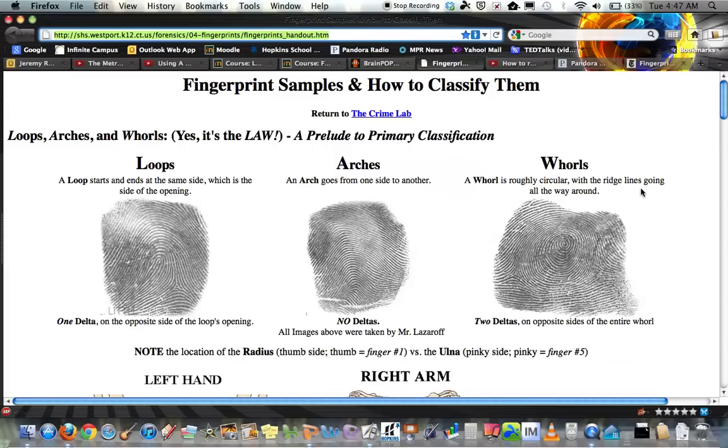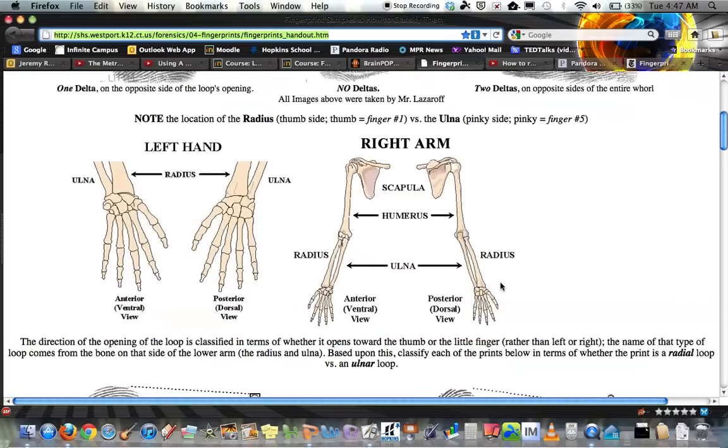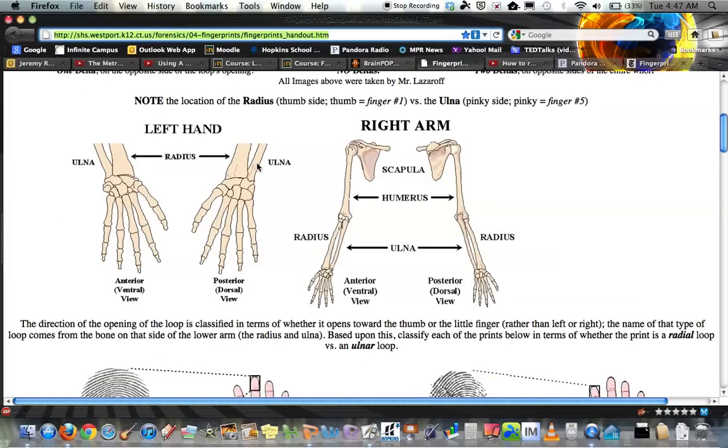Fingerprint samples. I'm going to let you look this over later because it's linked, but down here, just to remember, there are 2 bones in your forearm. You have the ulna bone, which connects to your pinky side, and you have the radius bone, which always connects to your thumb side. So you can go ahead and turn your wrist in front of you now and see how those bones sort of rotate with your arm.